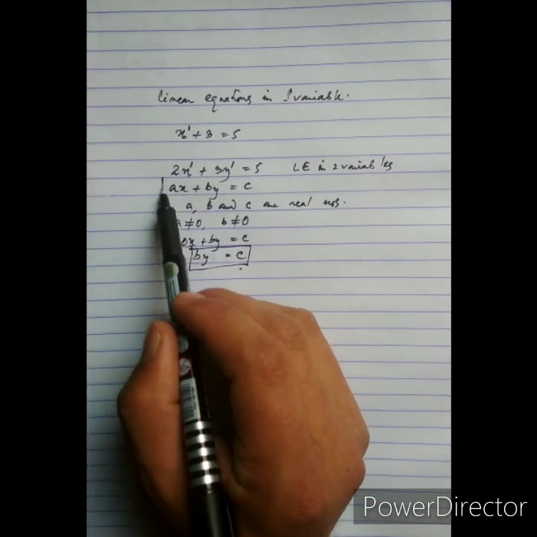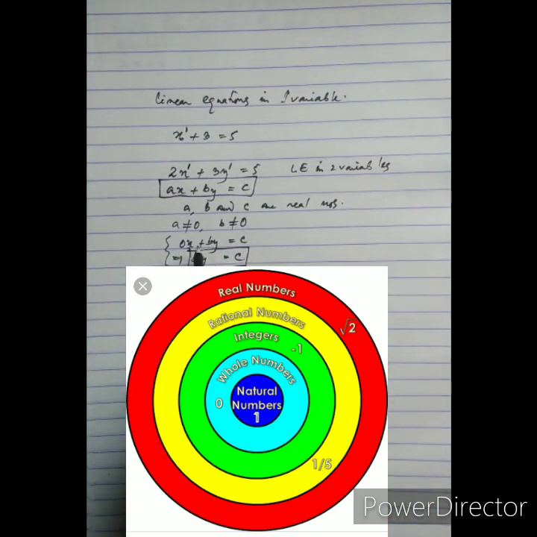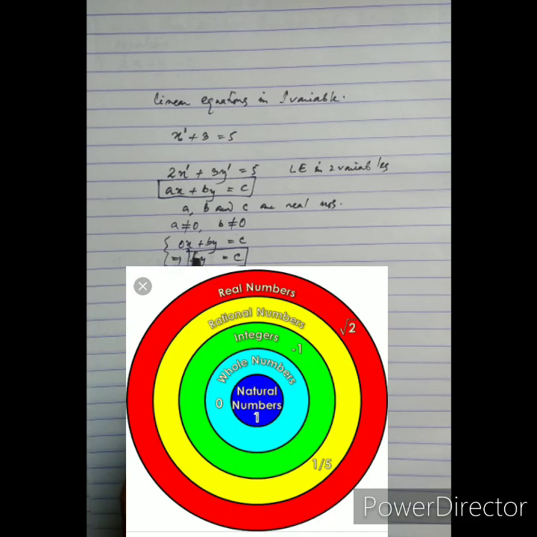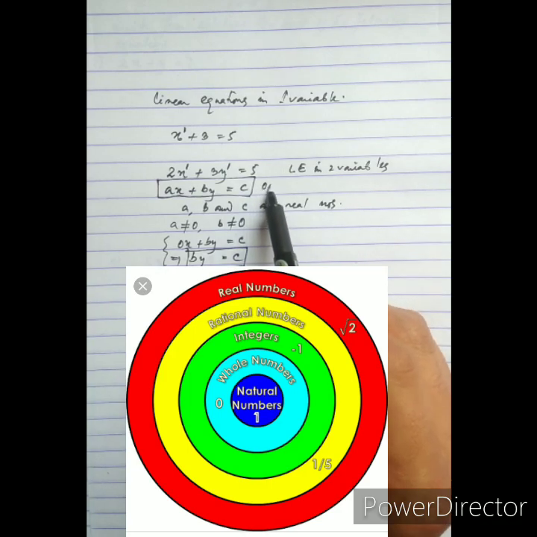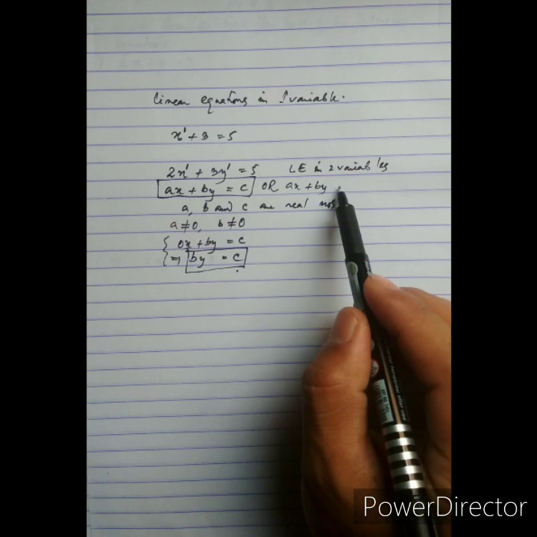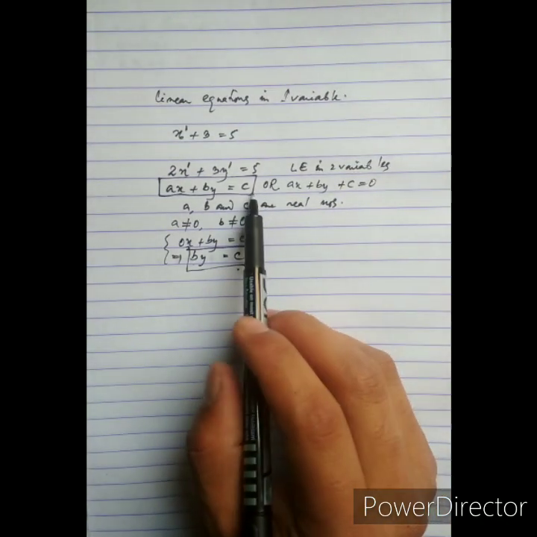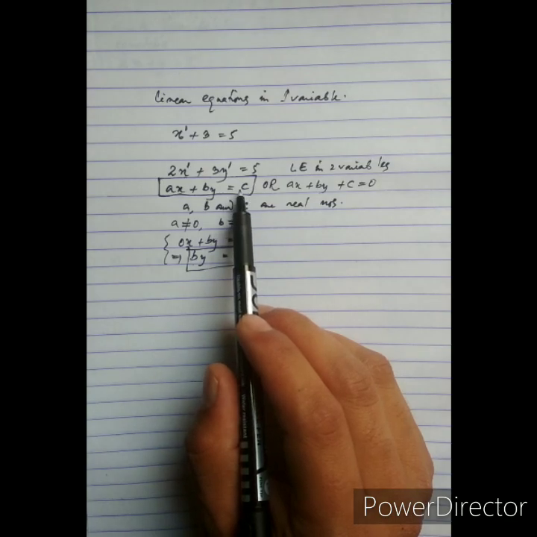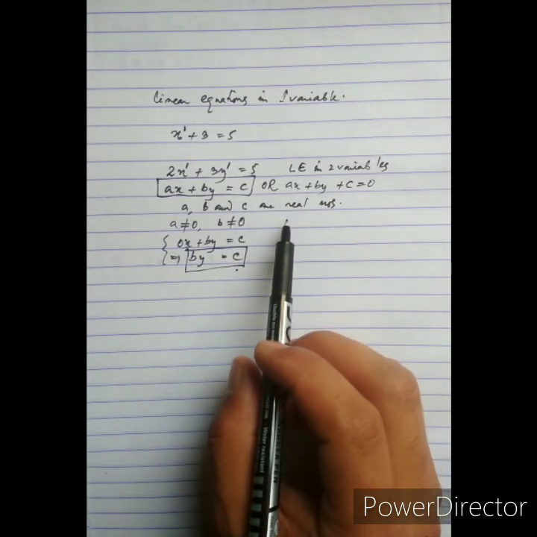So ax plus by plus c is what we call the general form of the linear equation in two variables, x and y. Or else we can write it in this form also, ax plus by plus c equal to 0. There is no difference. It's a matter of whether the constant term is on the right side or on the left hand side. There is no difference between these two actually.